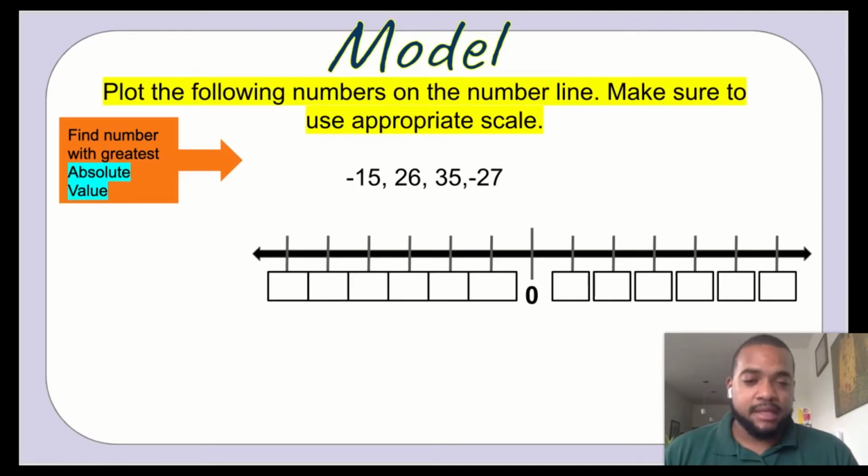Notice how I didn't say the biggest number. As we learn more about integers and negative and positive numbers, we'll understand that sometimes some of the biggest numbers aren't actually as big as we think. So when we're looking for the biggest absolute value, we're looking for the number furthest away from 0. Out of these 4 numbers, which is the furthest away from 0?